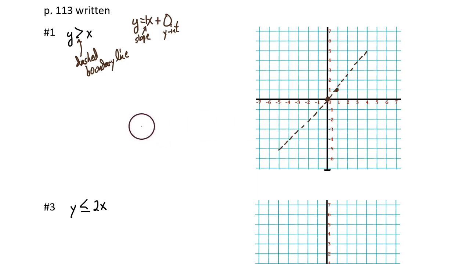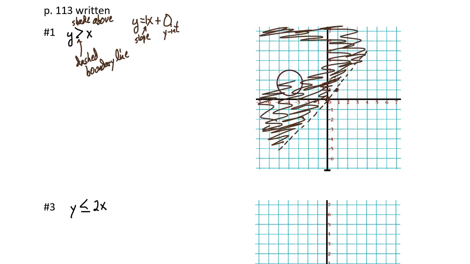The next thing we're going to do is decide where the shading is. Because this is a greater than symbol, we're going to shade above the boundary line. So take your pencil and just shade in all of this space that is above the boundary line. We are covering over an infinite number of dots. Every one of those dots has an ordered pair for x and y. And all of these ordered pairs, if we were to substitute into this inequality, would create a true statement.